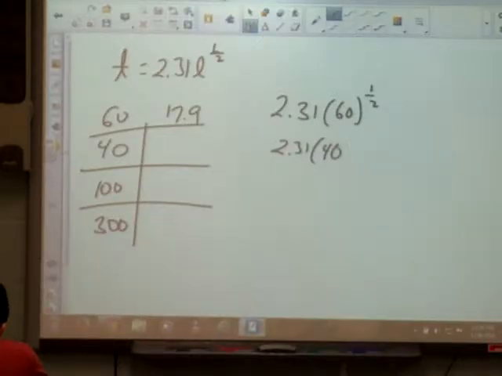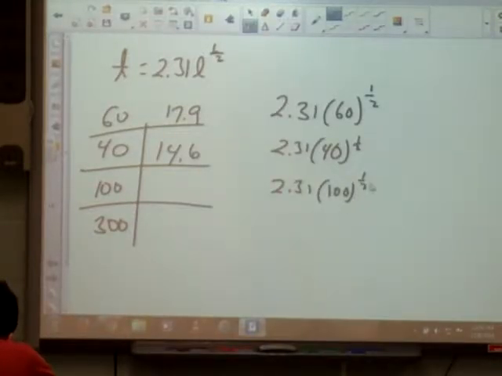I'm going to do the same for 40. 2.31 times 40 to the 1/2 power. Plug that in my calculator. I round it to the nearest tenth. I got 14.6. And the 100, 2.31 times 100. I actually could do that one in my head, because the square root, half power means square root. Square root of 100 is 10. 10 times 2.31 is 23.1.